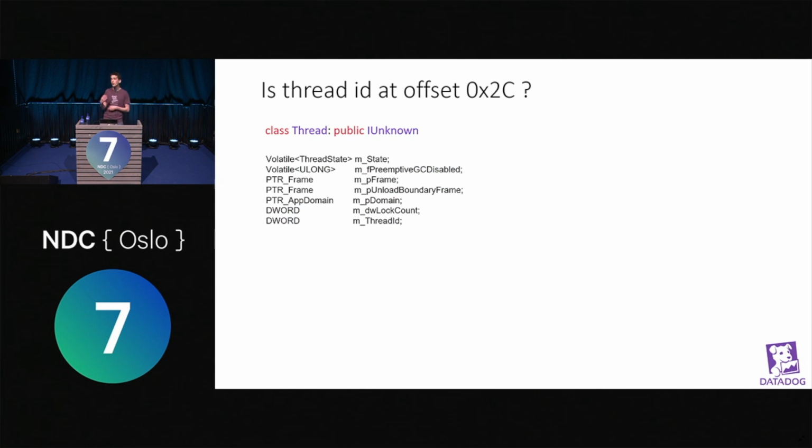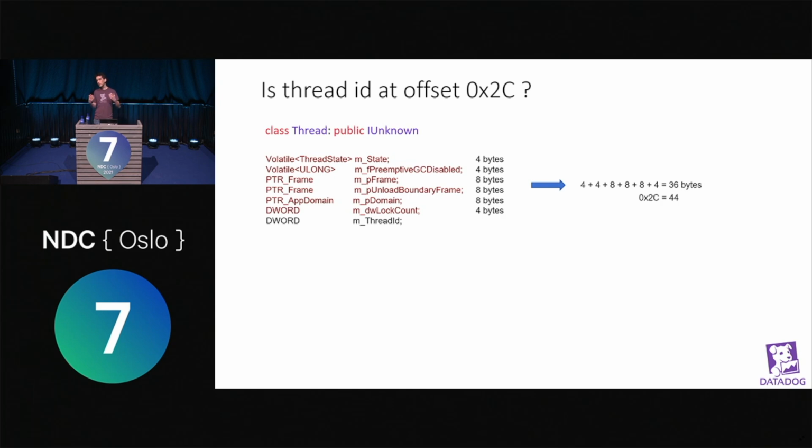So I'm going to do the same verification as before, but without the fancy drawings. We're just going to count how much memory is used by all the fields before the thread ID and see if it sums up to 2C. So m_state is a thread state, is 4 bytes. We have an unsigned long, it's 4 bytes. We have 3 pointers. It's a 64-bit process, so it's 8 bytes each. Then we have a DWORD. DWORD is always 4 bytes. And then finally, we have our field. If we do the sum, that means there are 36 bytes before the field. And 2C is 44 in decimal, so it doesn't add up.